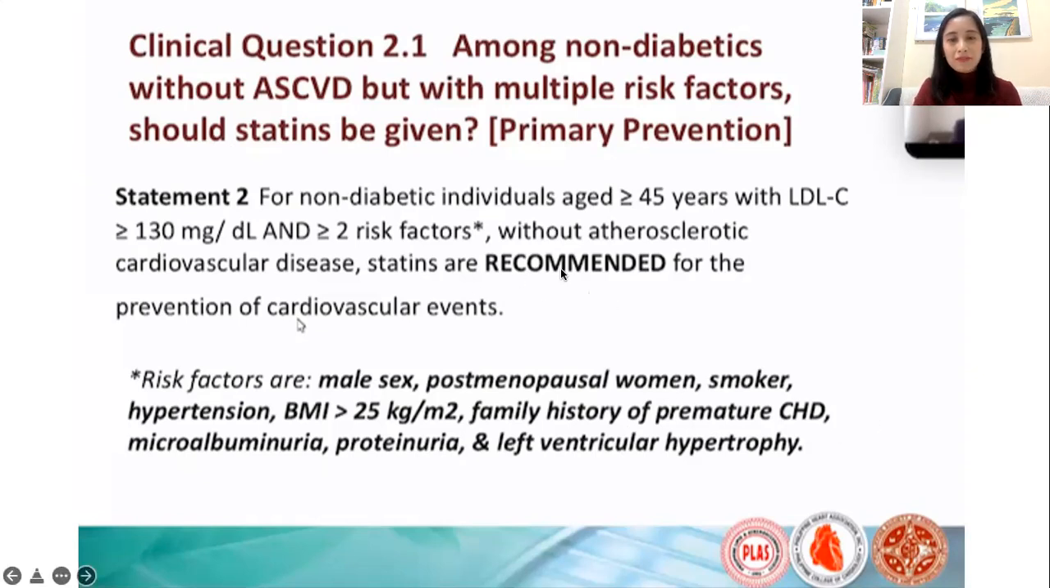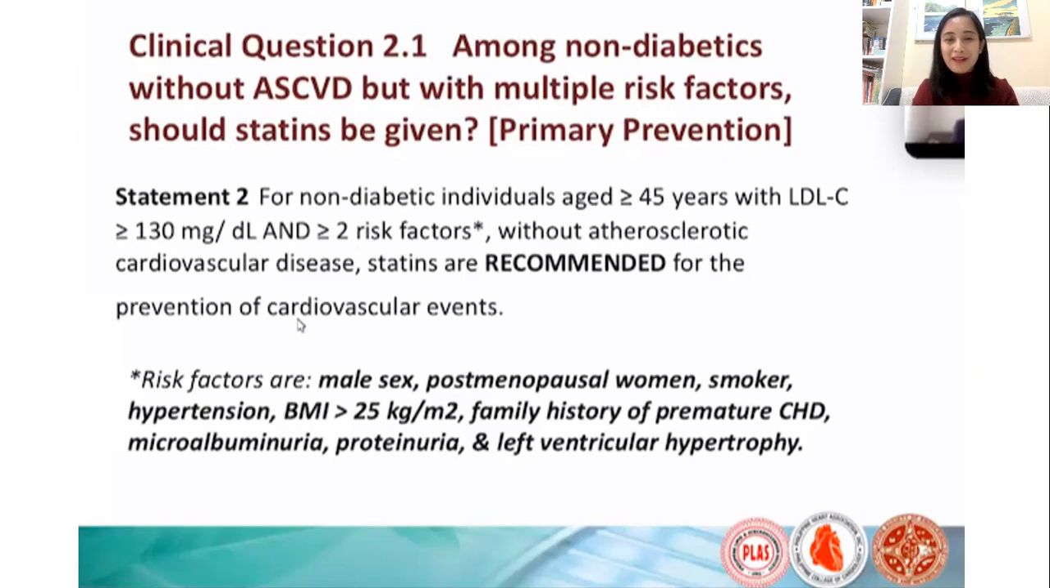So they recommend statins for the prevention of cardiovascular event for patients who are more than 45 years old and with an LDL cholesterol level of more than 130 and with two or more risk factors. So these are the risk factors that they identified: male sex, postmenopausal women, smoker, hypertension, BMI of more than 25, family history of premature CHD. So please don't forget to take that in your history taking.